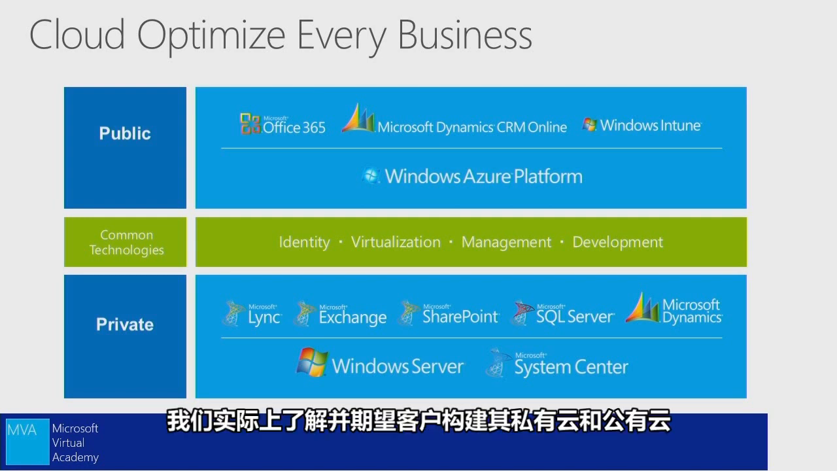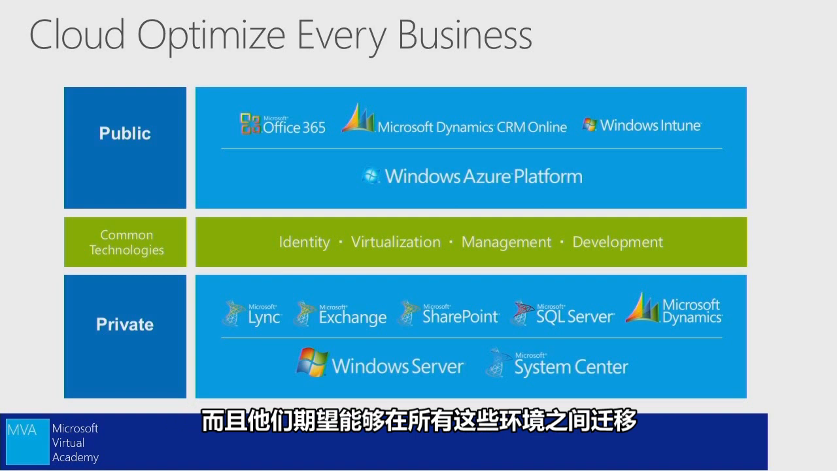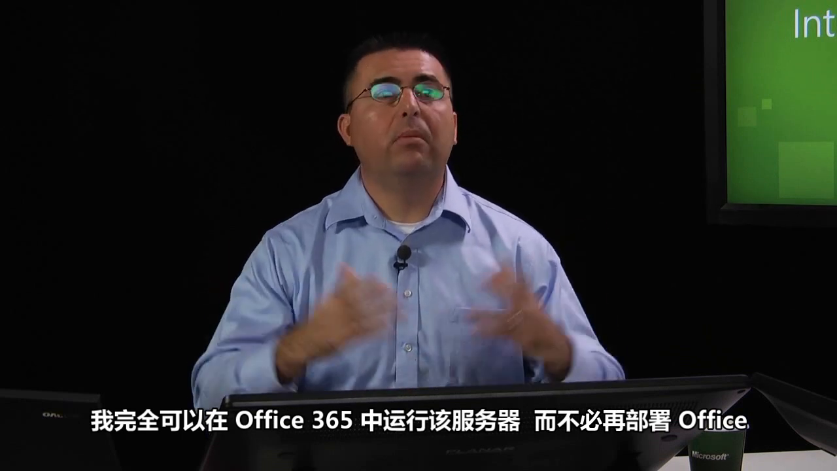Okay, we actually understand and expect that customers are going to build their private clouds. They're going to build their public clouds. They're going to run in service providers. And they expect to be able to move between all of these and be able to do it on their own business terms. There are plenty of folks that have said, you know what, Jeff, I get what's going on in Azure. In fact, we have governments around the world that are thrilled to say, you know what, why am I running my own mail servers? Why aren't I just running this in Office 365? Why am I deploying Office for every user, why don't I just let Microsoft handle that through Office 365? Why don't I do my management through Intune?